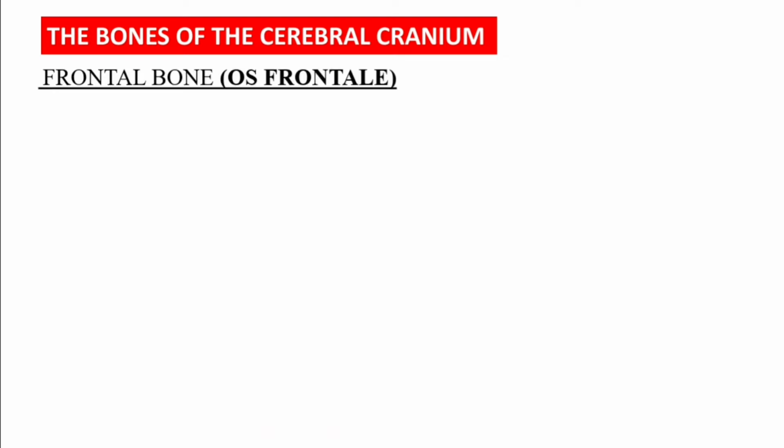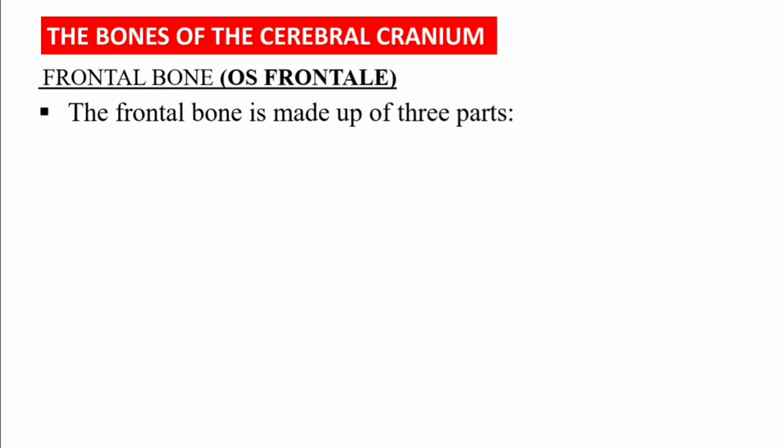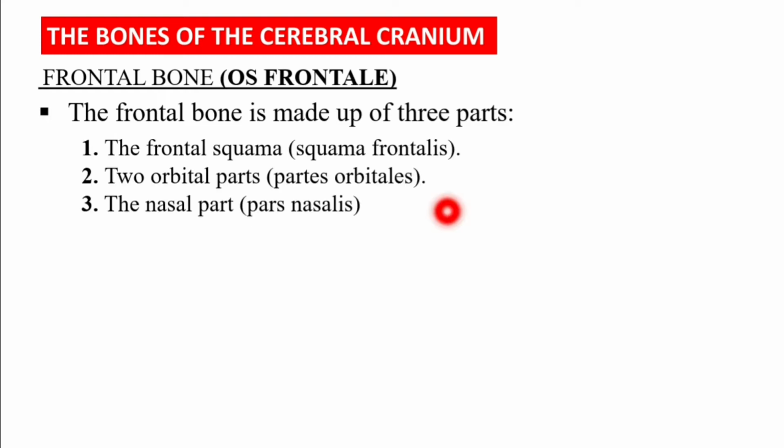Right, so let's talk about these bones individually, starting with the frontal bone, Latin name os frontale. The frontal bone is made up of three parts: the frontal squama, squama frontalis, two orbital parts, that's partes orbitales, and then the nasal part, that's pars nasalis. So you can say the frontal bone is four parts, 1, 2, 3, and 4, but I just named them 3 for some reason.